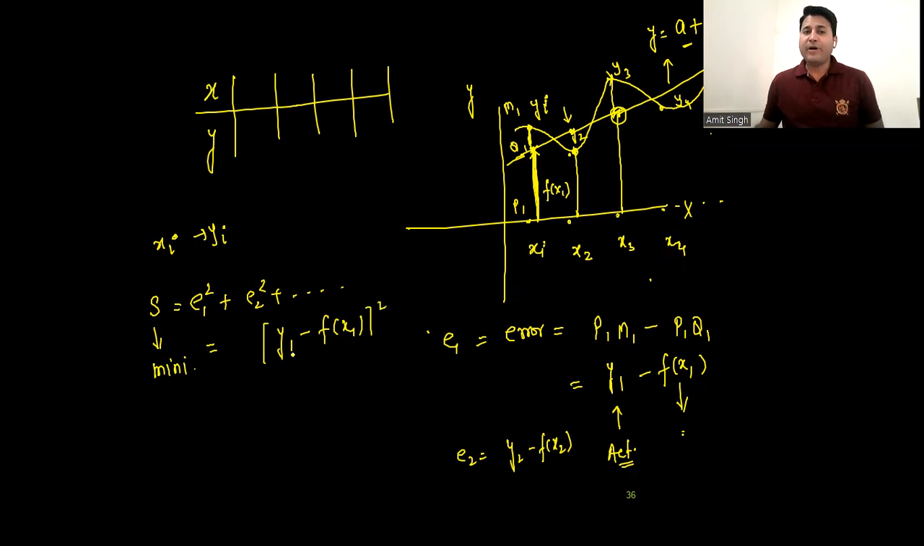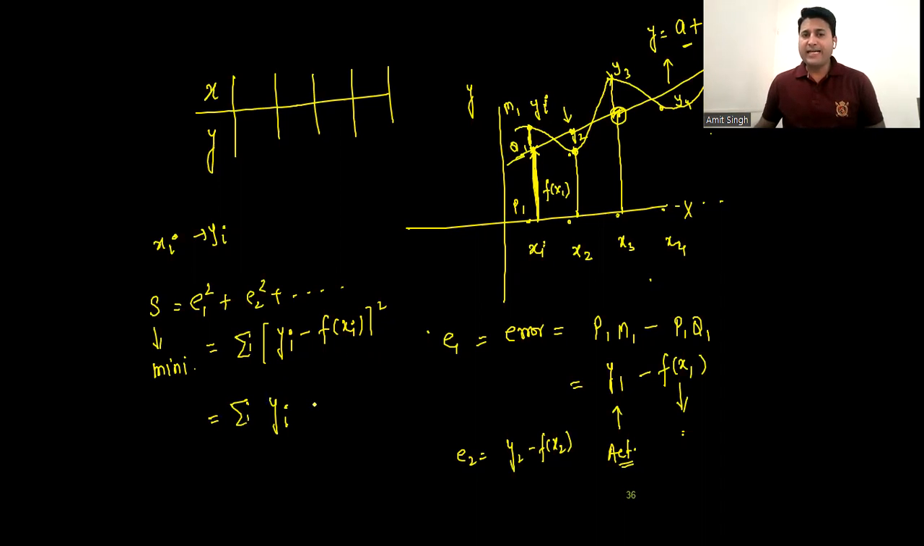In the same manner, (y2 − f(x2))², and summation. So I'm just generalizing that: the sum of (yi − f(xi))² is the sum of the squares of the errors. Okay, now what is f(xi)? Let us replace it.